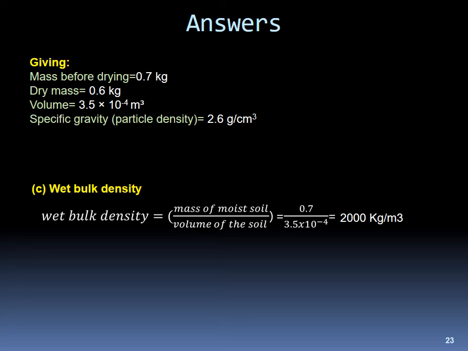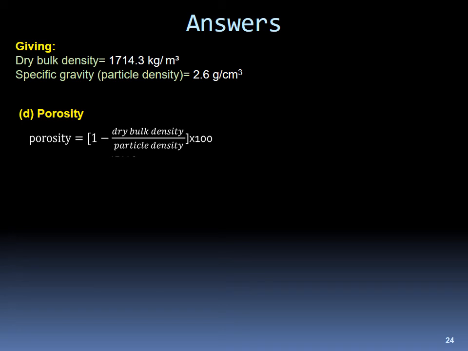Now in the next step, I want you to calculate the wet bulk density. In this case, you have to use the mass of the soil before drying, or the moist soil. So you use 0.7 divided by the volume of soil, and you will get 2000 kilogram per meter cube. In the last part, you have to calculate the porosity. You know the porosity equals 1 minus the dry bulk density over the particle density times 100. But look at the units.